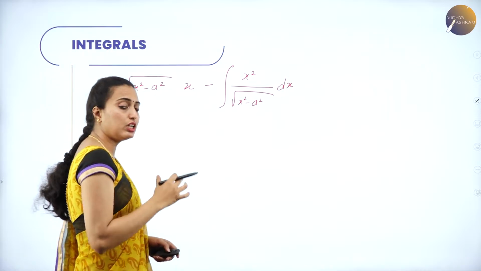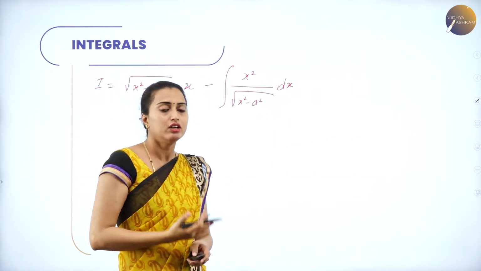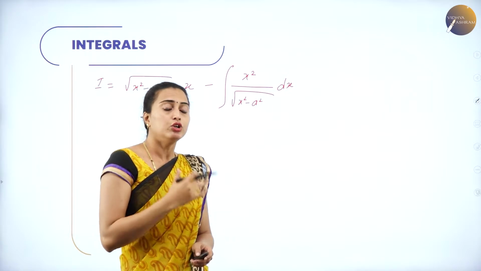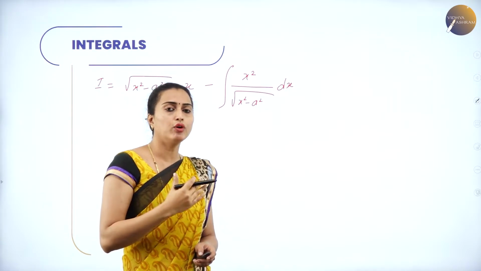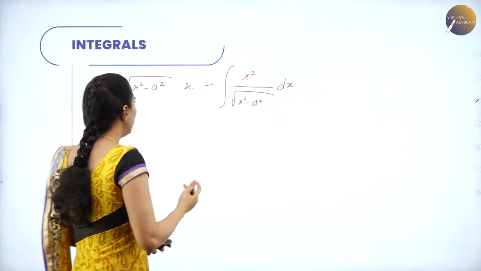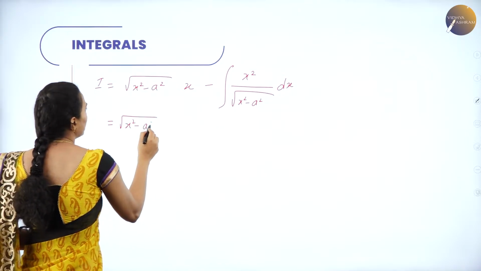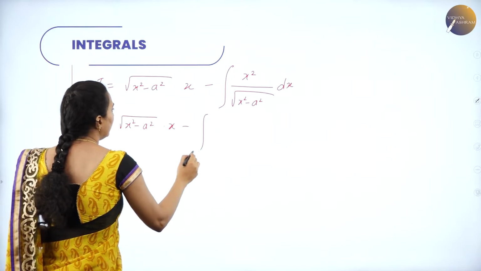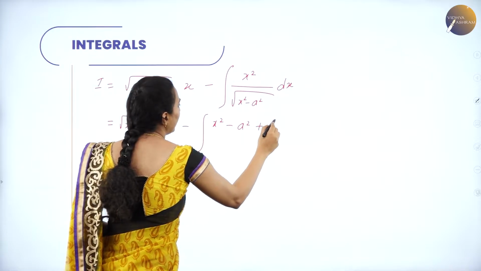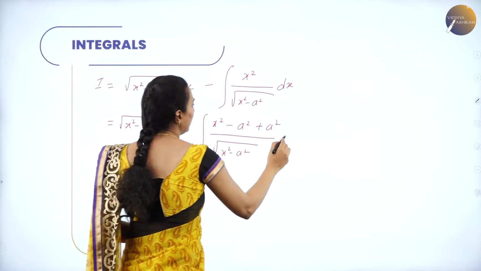Now here, what is the denominator? In the denominator, you are having a combination of x squared and a squared, isn't it? Otherwise x and a. So let me make the numerator also in the form of x and a. In the numerator, you are having only the x term, so I want an a term there. So I am going to subtract and add a square, isn't it? Therefore, it is equal to under the root x squared minus a squared into x, minus integral of x squared. I am going to subtract a squared and then add a square, under the root x square minus a square into dx.